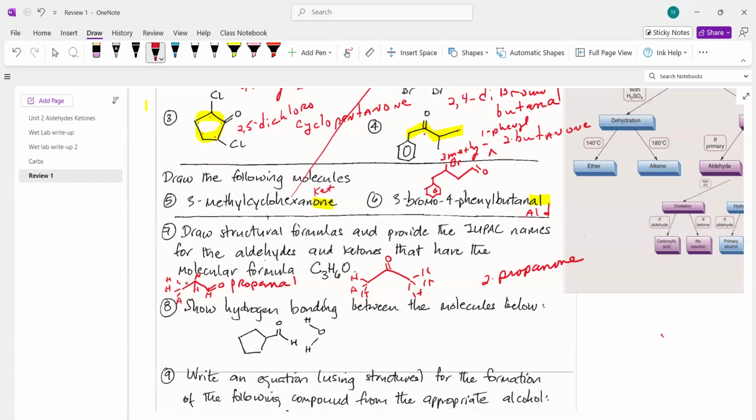Okay, so show hydrogen bonding between the molecules below. Okay, well, water has got a partial charge. Remember those are symbols for partial.